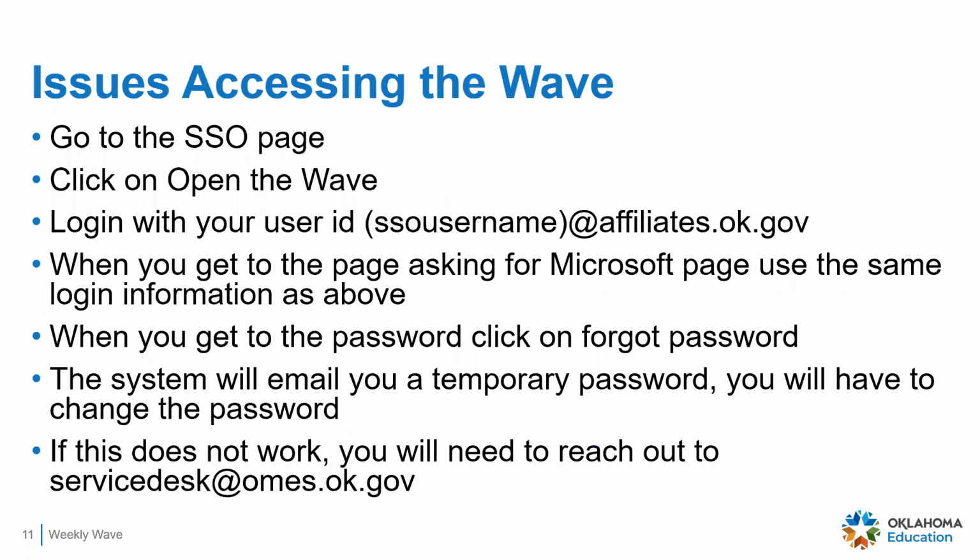If you're having problems accessing the wave, the best thing to do is go to the single sign-on page and click on the wave. You'll enter your affiliates login. You're going to get a Microsoft page, and you want to enter the same data that you entered for your affiliates logon and the password. If you don't know the password, click Forgot Password, and the system will email you a temporary password, and you'll just have to go in and change it. If for some reason these steps don't work, you're going to need to contact OMES as well at servicedesk@omes.ok.gov.